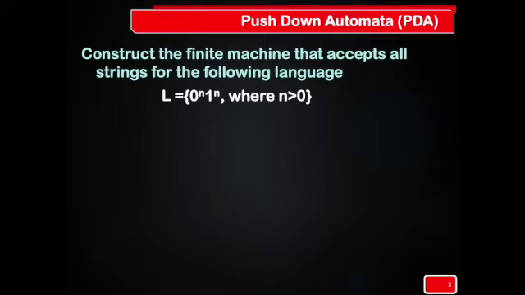Let us try this exercise. Can you devise the finite state machine that identifies all strings with equal number of zeros and ones? Pause the video for a while and prepare your solution, but don't be long.